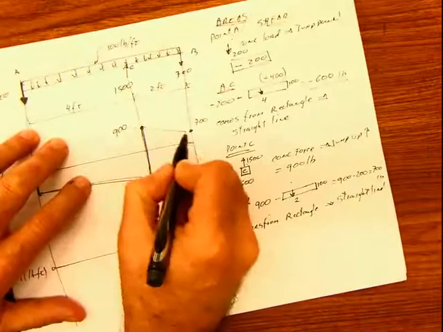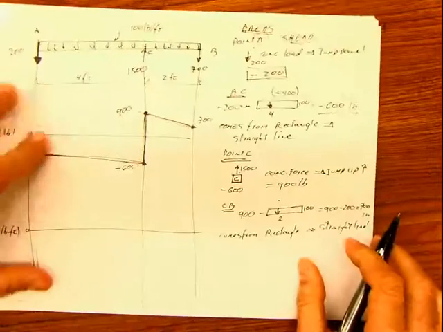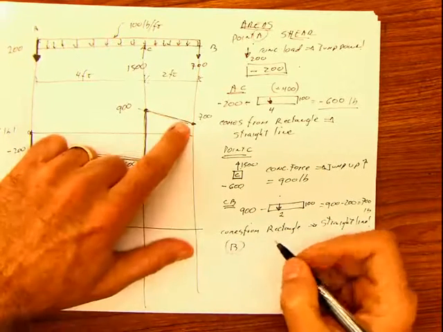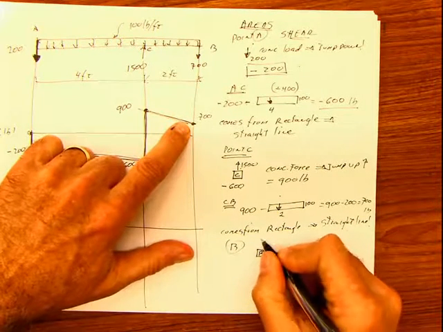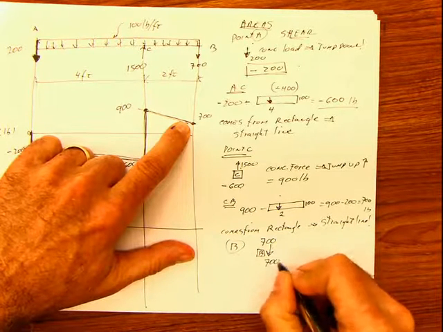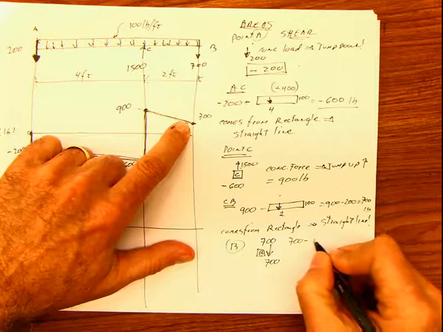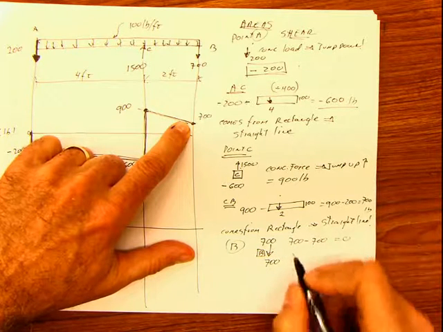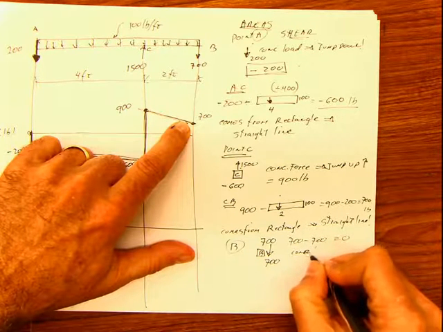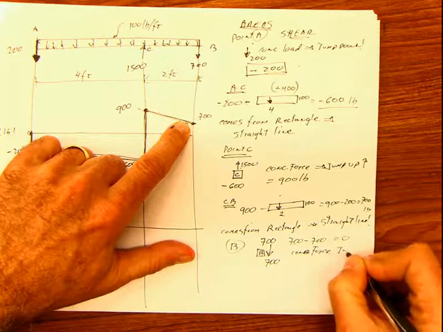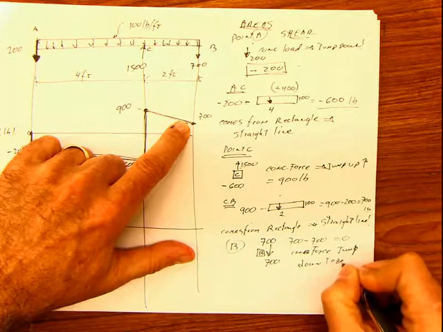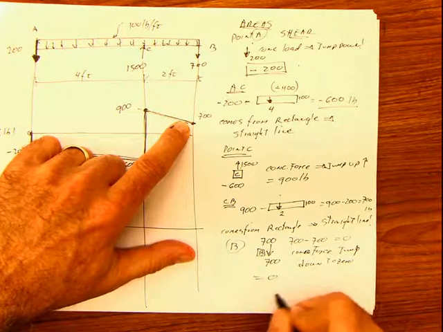You join those 2 points with a straight line. And you go to the point B, and at point B you have a value here of 700 positive, and you find a force of 700 pointing down. 700 minus 700 equals 0. You can write again concentrated force, jump down to 0.